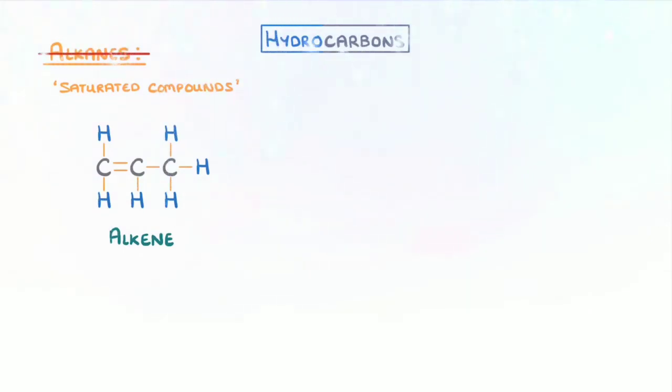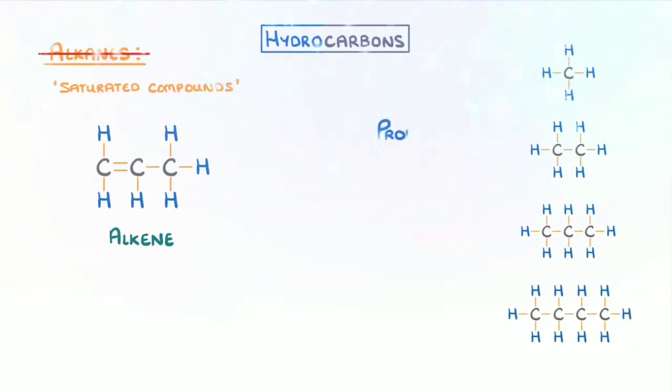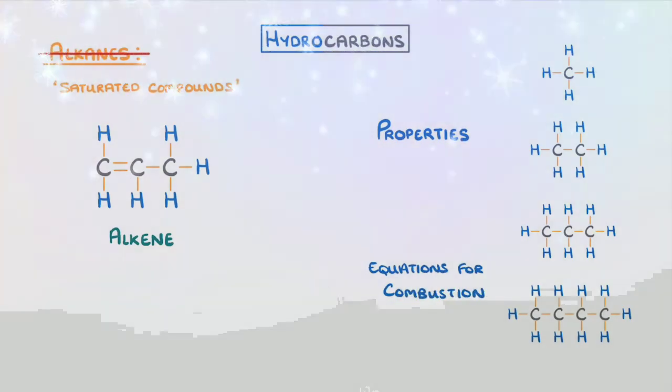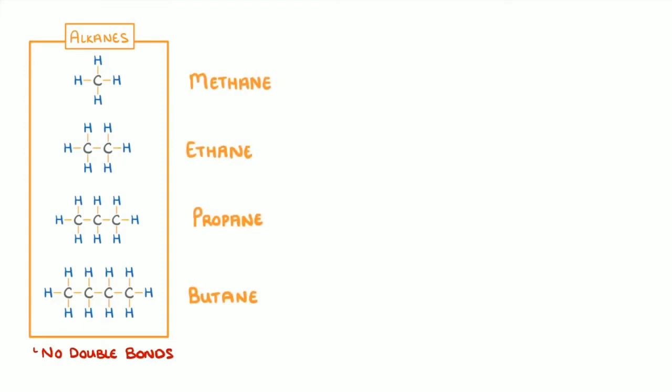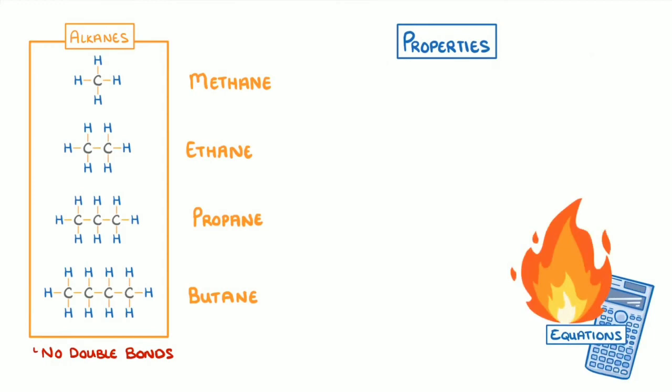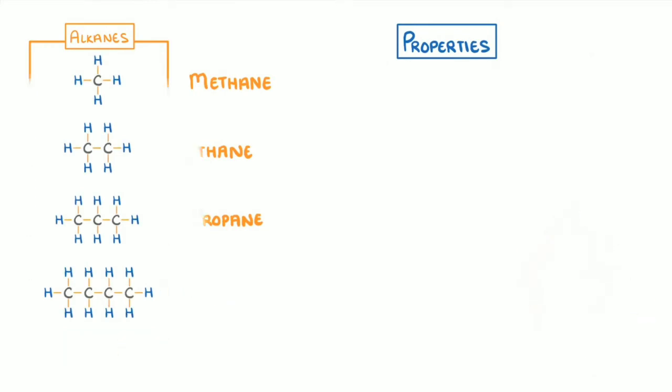In our next video though, we'll stick with alkanes by taking a look at their properties and seeing how to write equations for their combustion. Anyway, alkanes are a homologous series of hydrocarbons that contain only carbons and hydrogen atoms, with no double bonds. And we covered the names of the first 4 alkanes in the series. In this video though, we're going to talk about the properties of alkanes, and then see how we can write equations for their combustion.